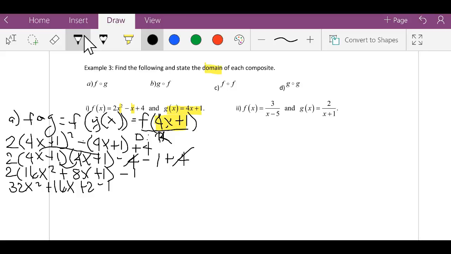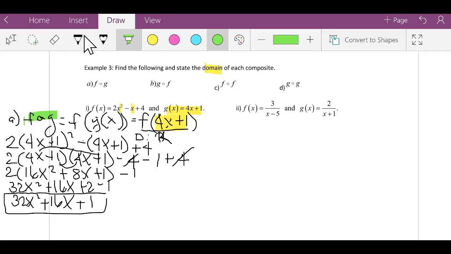And I'm almost done with adding and subtracting. So from here, I just have 32x squared plus 16x, a positive 2, and a negative 1, which is going to be a positive 1. And this is what you get for composing those together. Now, it did want you to state the domain. This is a polynomial without any fractions or radicals. So the domain of this is going to be all reals, okay?